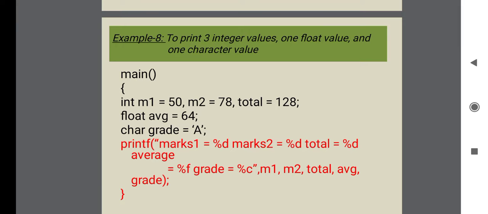These points are very, very important. What is the first point? The number of format specifiers is equal to the number of variables in the list. And in printf we can also print text along with values. And the third point is that whatever we write within the double quotes will be printed on the monitor except format specifiers and escape sequences.